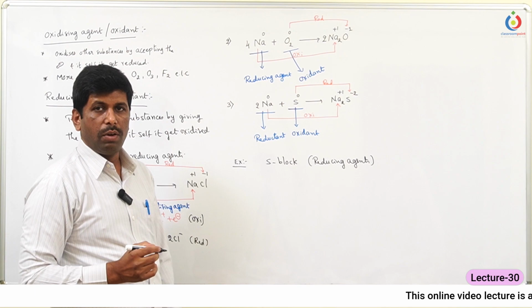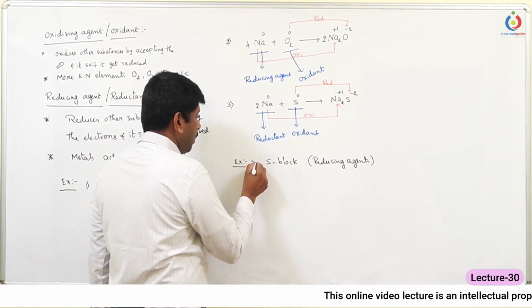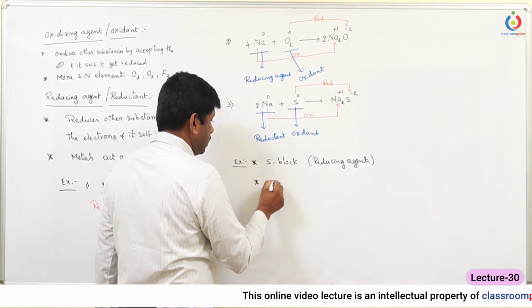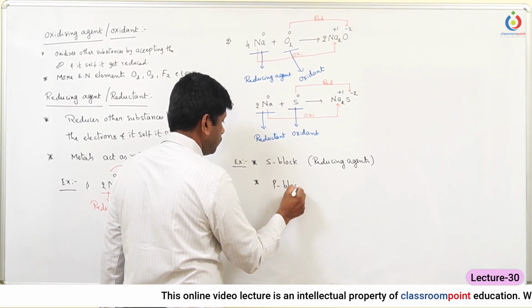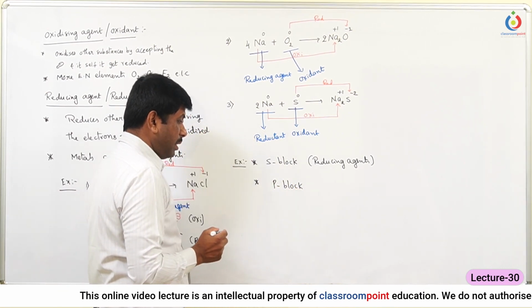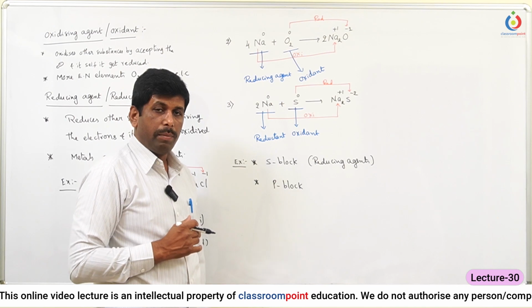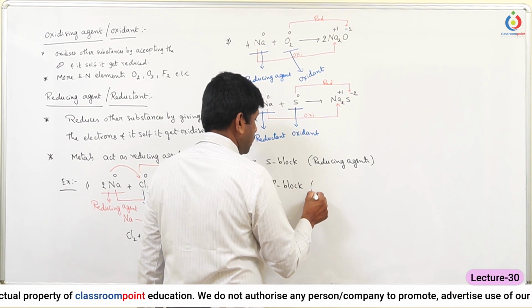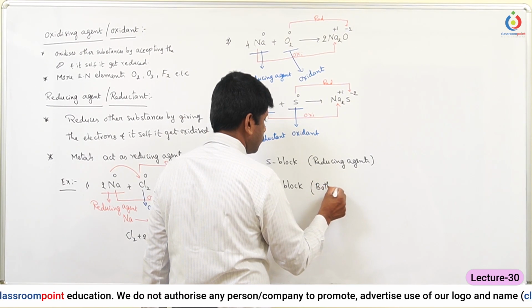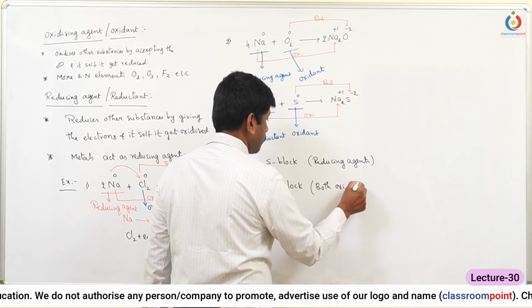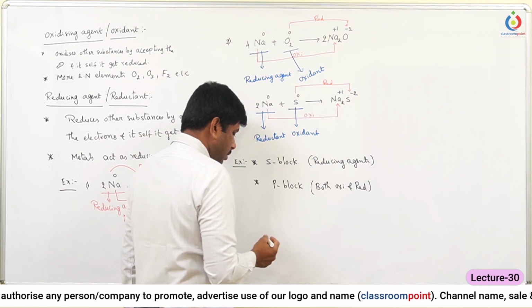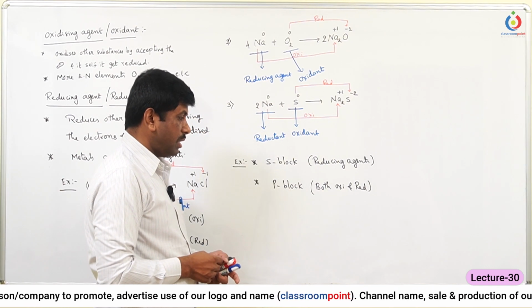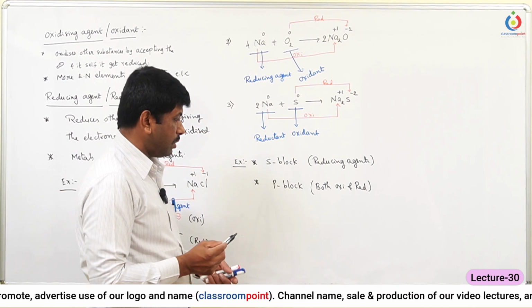All s-block metals always act as reducing agents, but in the case of the p-block elements and d-block elements, most of the p-block elements act as both oxidizing agent as well as reducing agent. So which compounds act as oxidizing agents and which compounds act as reducing agents?